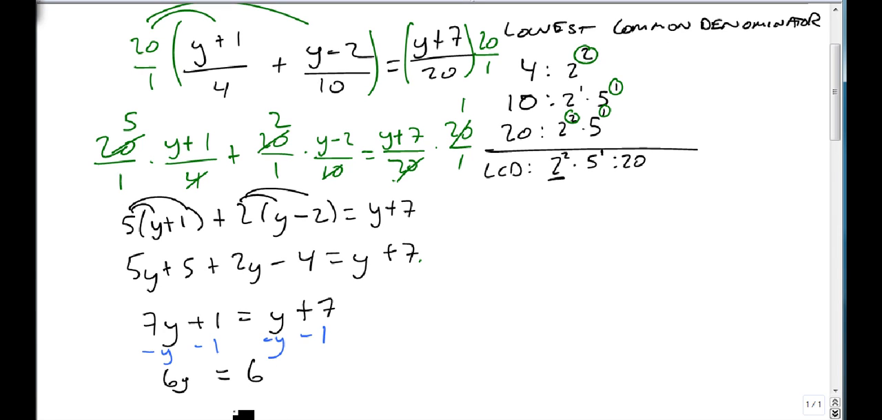Divide both sides by 6, and we get our answer of y equals 1. Well, does this work? Let's go back to our original and let's find out.